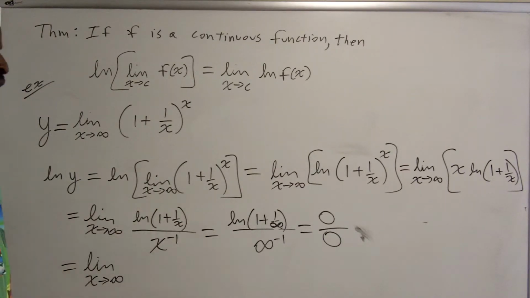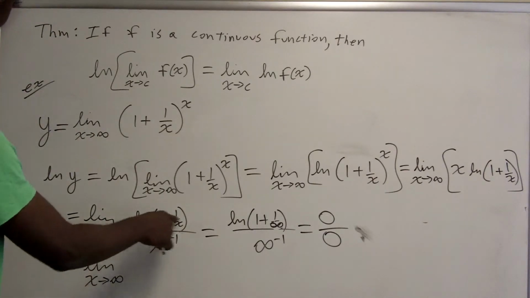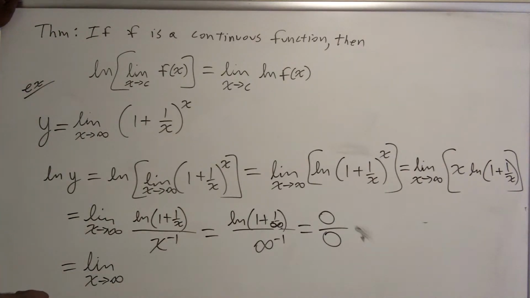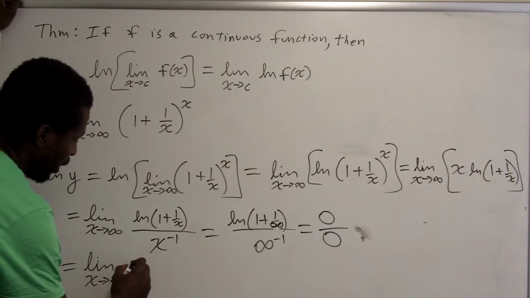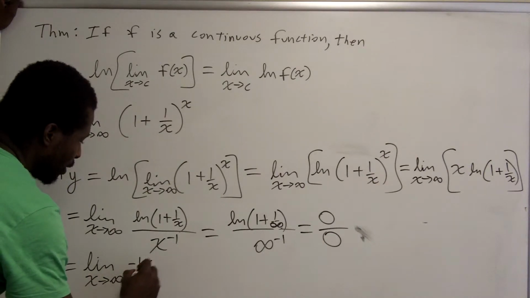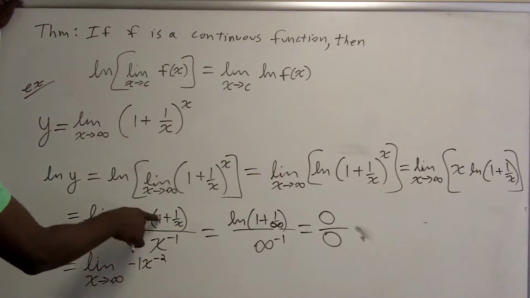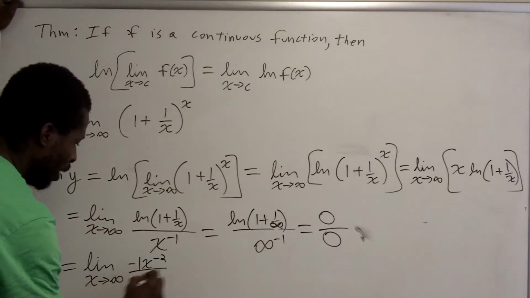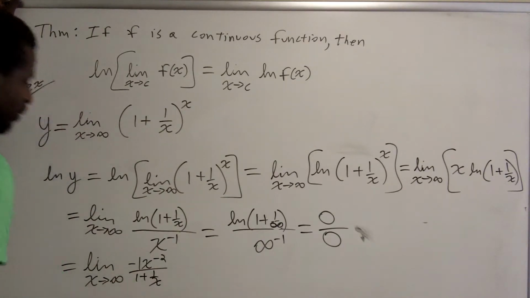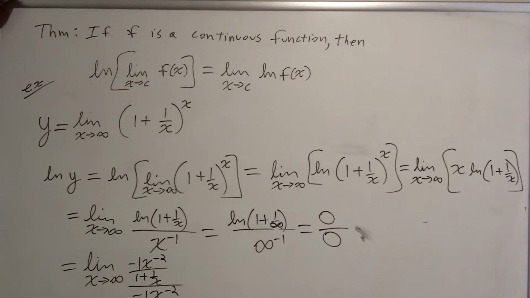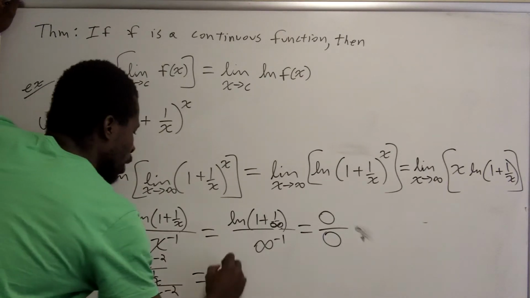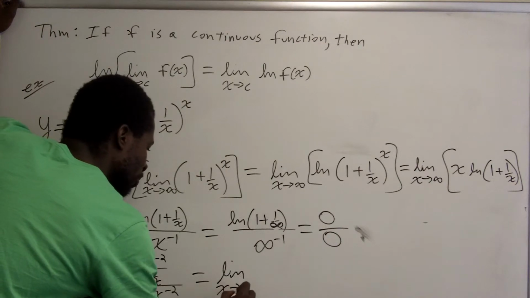Well, the derivative of the natural log of 1 plus 1 over x is the derivative of 1 plus 1 over x, over 1 plus 1 over x. The derivative of 1 plus 1 over x is negative 1 times x to the negative 2 power. And I'm dividing that by 1 plus 1 over x. And the derivative of x to the negative 1 is negative 1 times x to the negative 2. So I get this, which is equal to the limit as x approaches infinity.